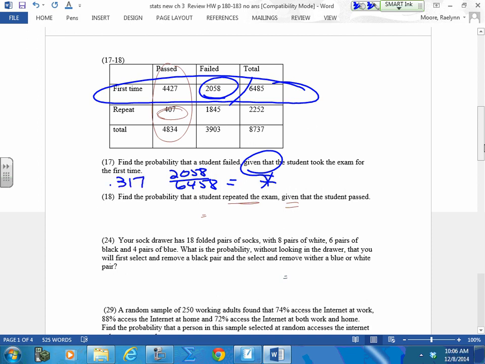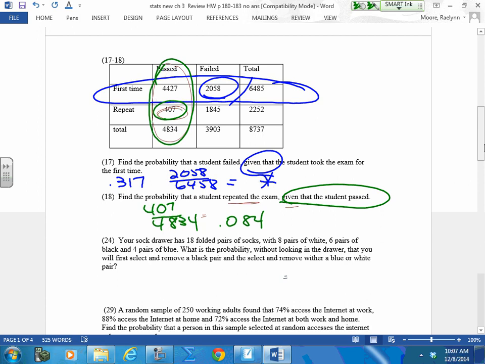Okay? Now, this one's different. Find the probability that a student repeated the exam given that the student passed. That's the part we want to circle first. Pass. So we come to the pass column. I can't leave that column. Everything that I look at is in that column. Repeated, 407. Out of what? 4834. Good. And so you get your probability.